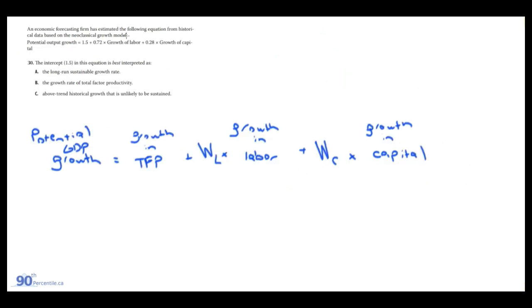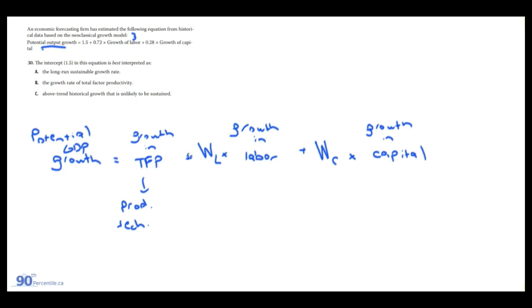An economic forecasting firm has estimated the following equation from historical data based on the neoclassical growth model. That is just another econ theory, or a model that's used to, in this case, show the relationship between potential GDP growth and other factors. And if we came down here into this formula, this is actually what the formula is from the book. We have potential GDP growth is equal to growth in total factor productivity, which is a measure of productivity of the workforce, and it's related to technology improvements. And this number actually can't be observed in practice.